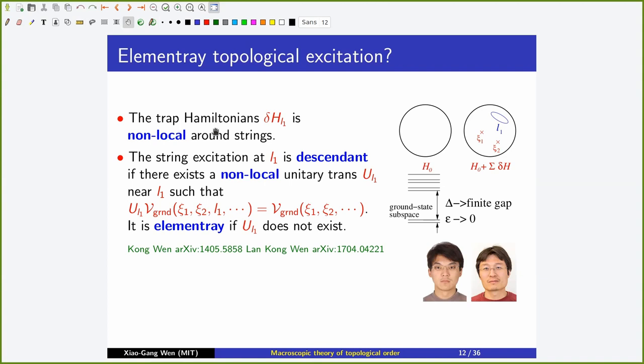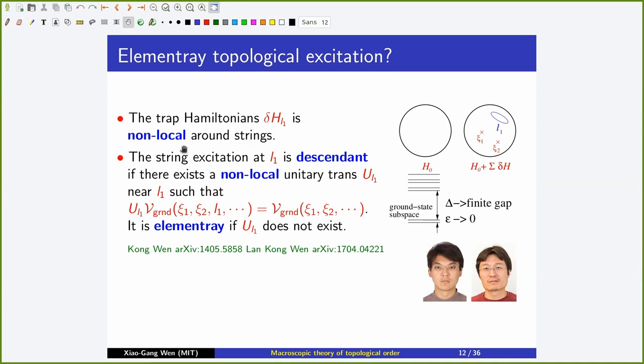The trap Hamiltonian can be non-local around the string. So that's a different proposal, a different class. We trap something, but this Hamiltonian along the string can be non-local. However, away from the string, they are all local. So any two points on the string can interact, but a point on the string can only interact in the neighborhood of the bulk. That direction is local. Actually, I don't know whether this works or not. It's just pure conjecture.